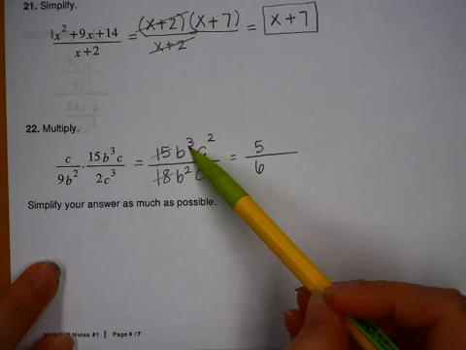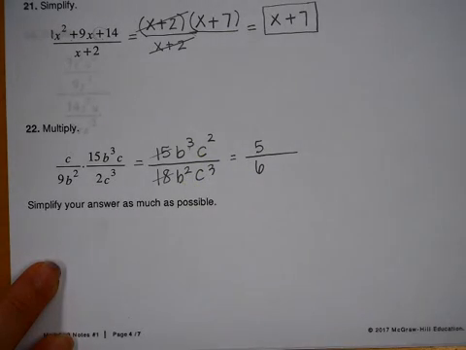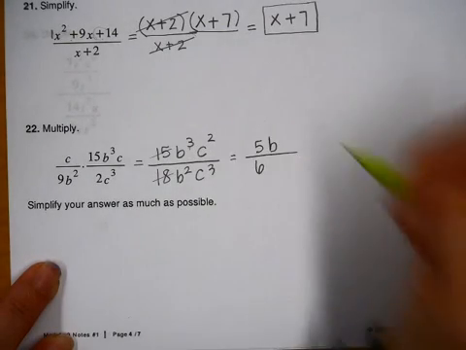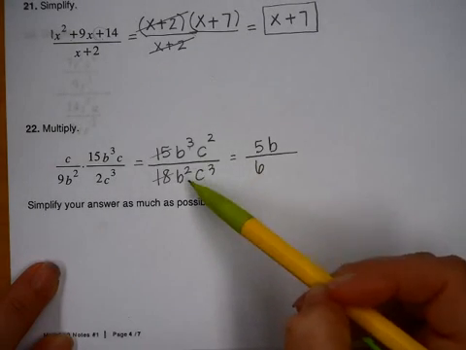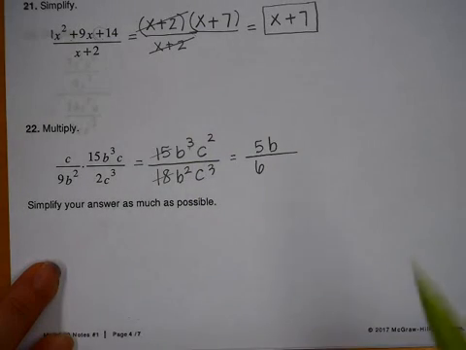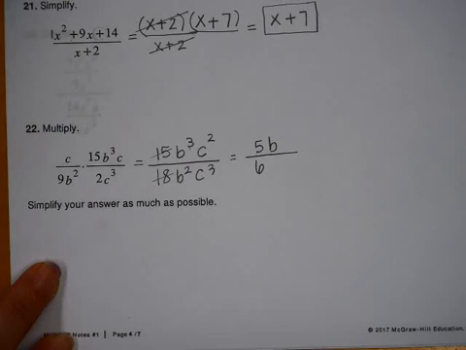Now look at your b's. I have 3 b's on top and 2 b's on the bottom. So how many b's am I going to have left? 1, and where's it going to land? Top or bottom? Top. I always tell my students that when you're subtracting, so that you don't have to deal with negative exponents, just look at which one's bigger. 3 minus 2 is 1, so I know I'm going to have 1 left over. 3 is bigger than 2, and 3's in the top, so it's going to land in the top.